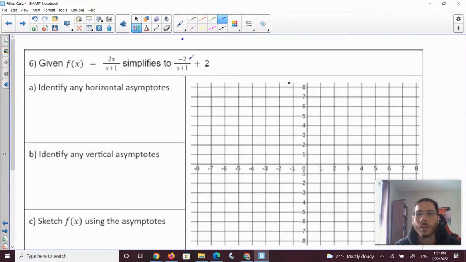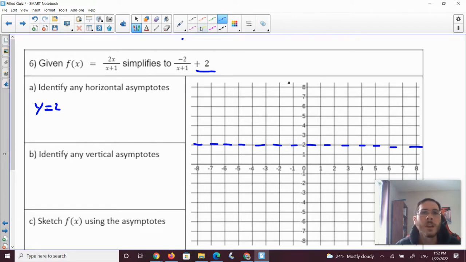So, all right, so we're doing number 6. Given f of x is equal to 2x over the quantity x plus 1, which simplifies to negative 2 over x plus 1 plus 2. First thing this is asking us to do is identify any of the horizontal asymptotes. So remember, the horizontal asymptotes go with the k. So our horizontal asymptote is at y equals 2, since 2 is the value for k. So what I'm going to do is plop that in. So we'll get our horizontal asymptote at 2.